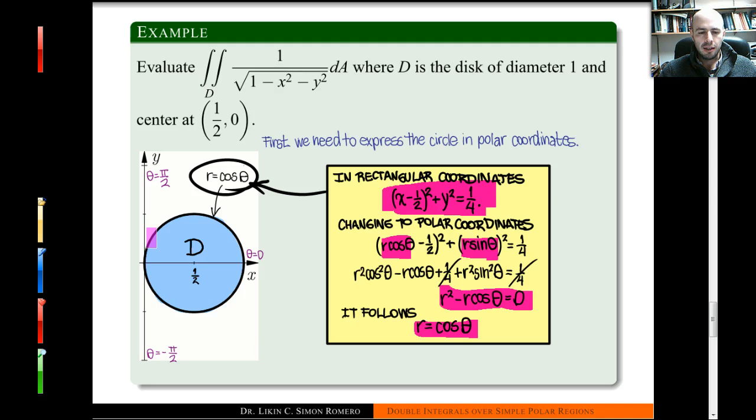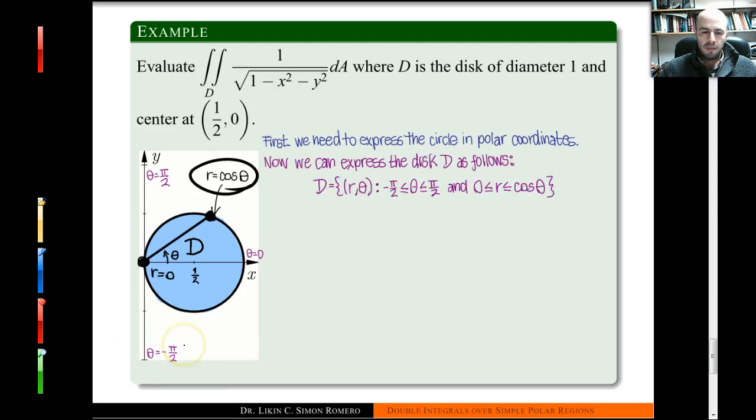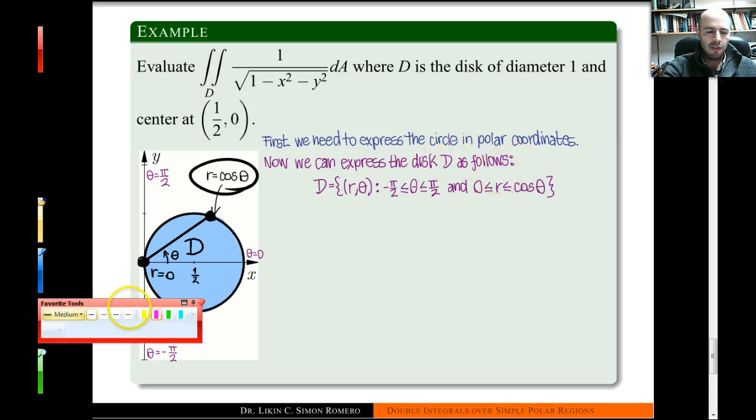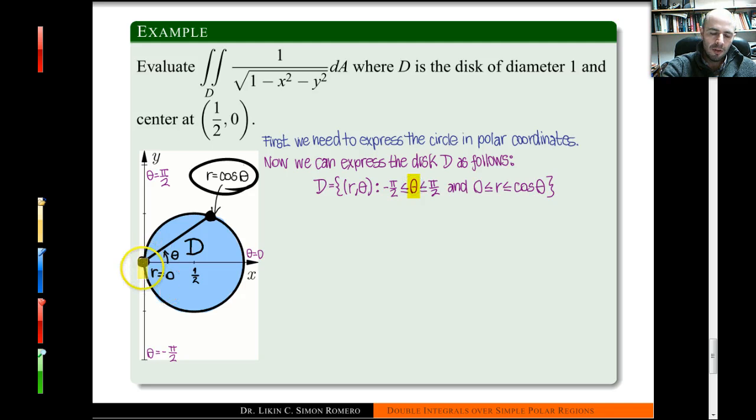Now that we have that, notice that in this case, these are the lines theta equal to 0, theta equal to pi over 2, and theta equal to minus pi over 2. So we can express this D as follows. Theta moves from theta equal to negative pi over 2 and keeps on moving, passing through theta equal to 0, up to theta equal to pi over 2. And r is sweeping all the points from r equal to 0 up to the edge of the circle that is given by r equal to cosine of theta. So that's why r goes from 0 to cosine of theta.